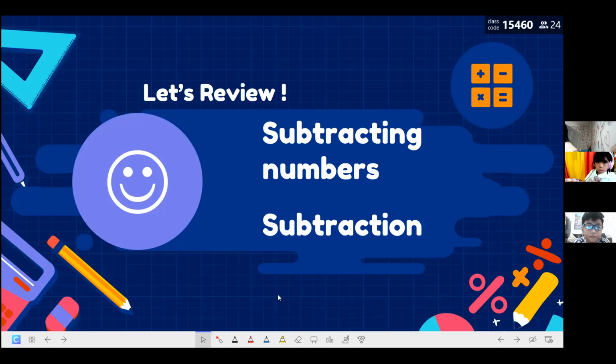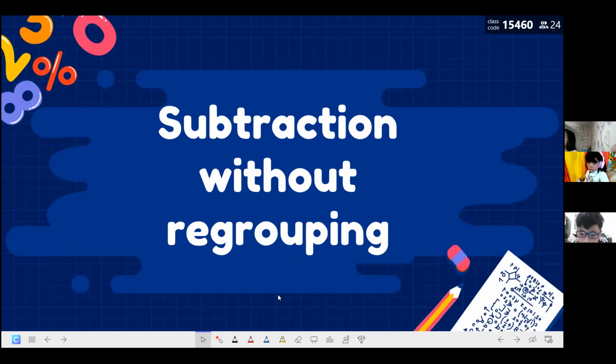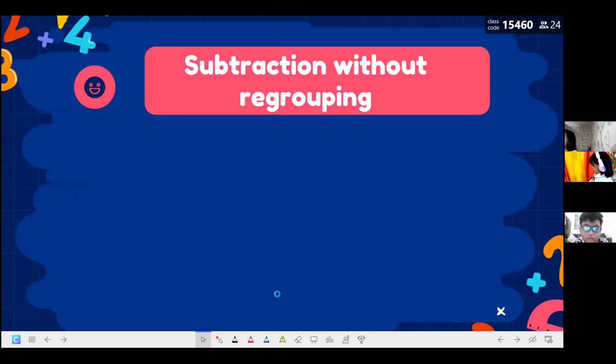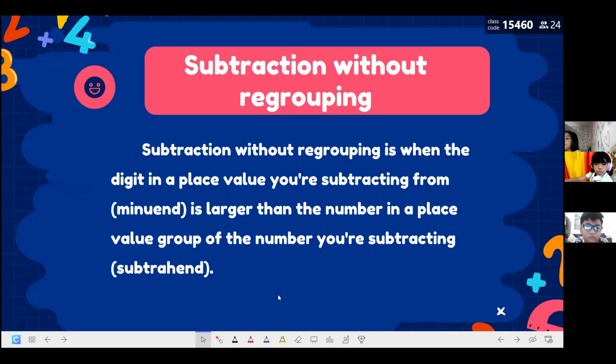Okay, so again, from the problem I presented about Maria, what do we call the subtraction when the minuend is larger than the subtrahend? Without regrouping? Okay, that's great. Correct. So that was Thea. Thank you. Very good. Subtraction without regrouping.